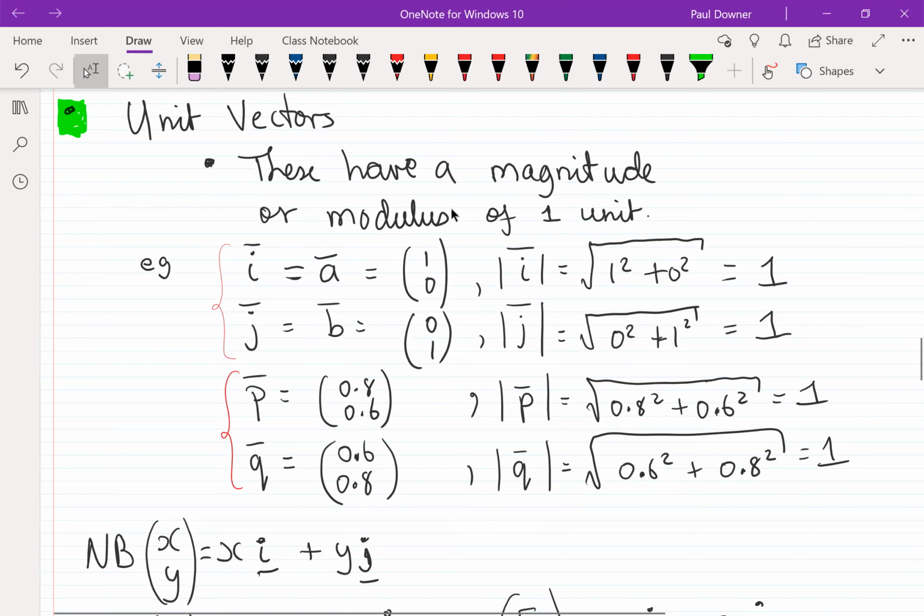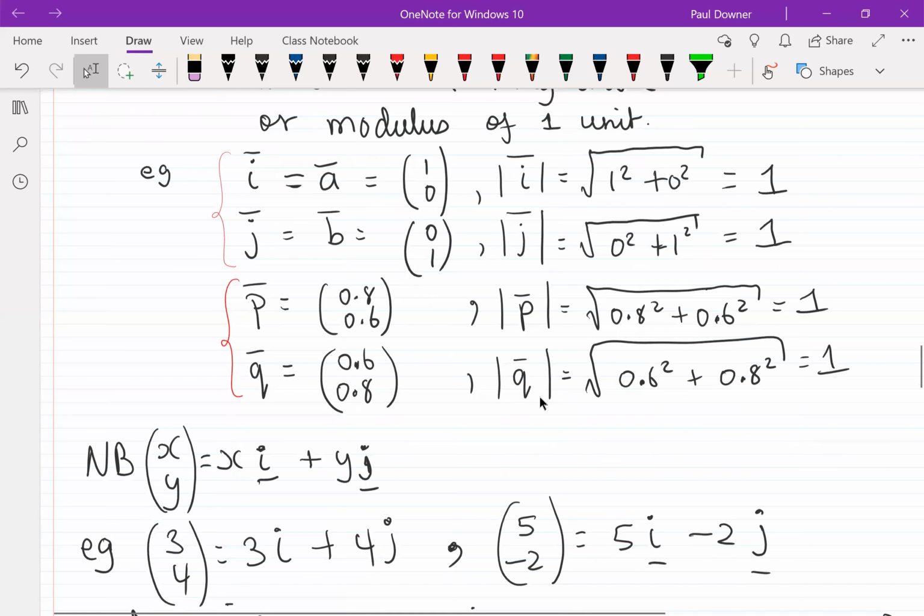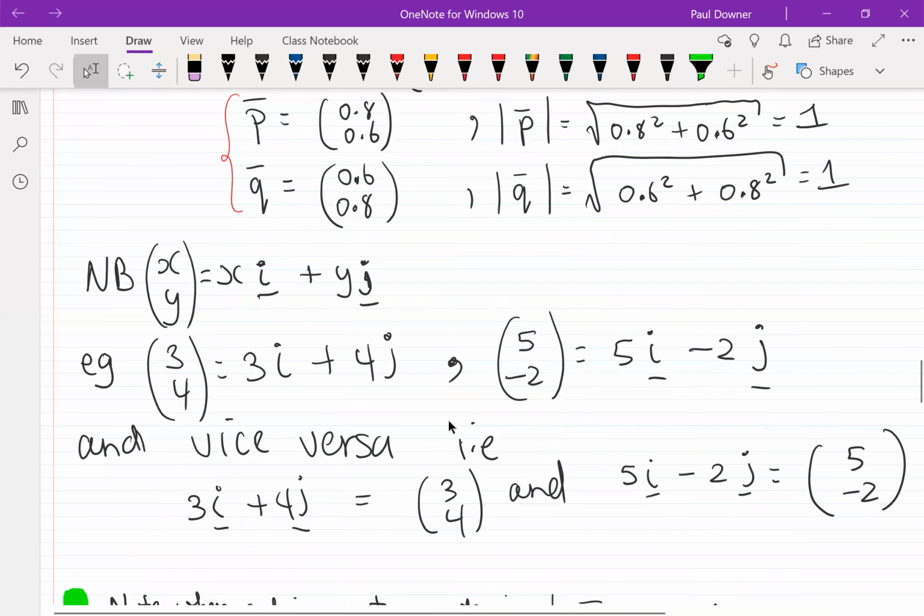So these are the unit vectors you are supposed to be aware of: I, J, P, and Q. I is 1, 0. J is 0, 1. P is 0.8, 0.6. Q is 0.6, 0.8. Those are the unit vectors that you need to know about, and the modulus of all of them would be 1. That's what makes them unit vectors.